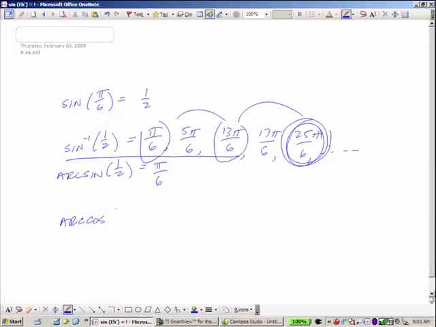How about the arc cosine of root 2 over 2? Monty? 45 degrees, or pi over 4. Good. How about the inverse sine of 0. Monty calling someone for the inverse sine of 0.